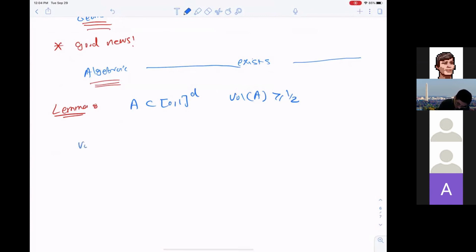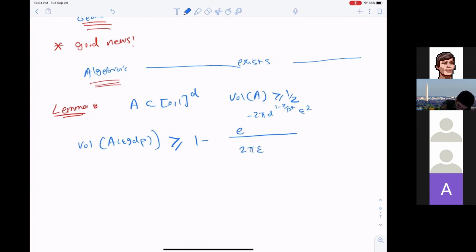In that case, if I look at the epsilon expansion of this subset with respect to, let's say, the P norm, this is at least 1 minus e to the power minus 2 pi d to the power 1 minus 2 over p star, epsilon squared, and in the denominator, I have 2 pi epsilon d to the power of half times 1 minus 1 over p star. And what is p star? It is the minimum between P and 2. So this P is the norm that I'm using here.